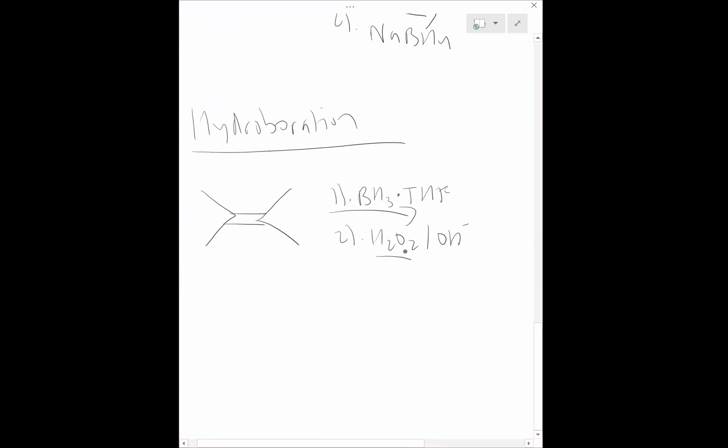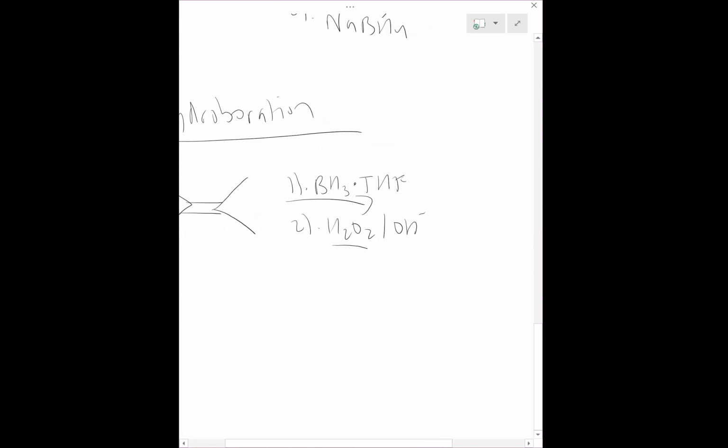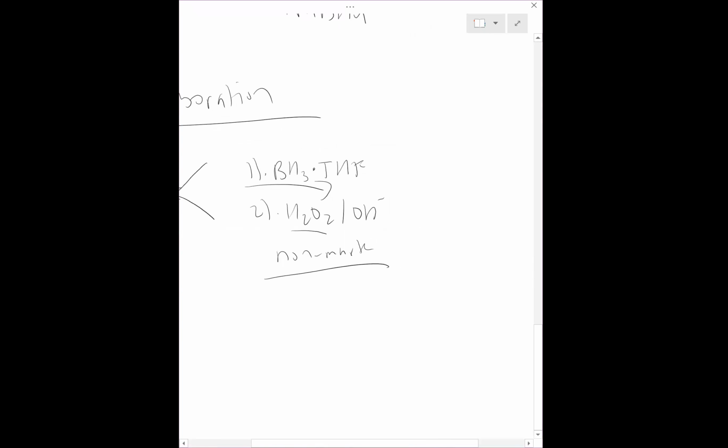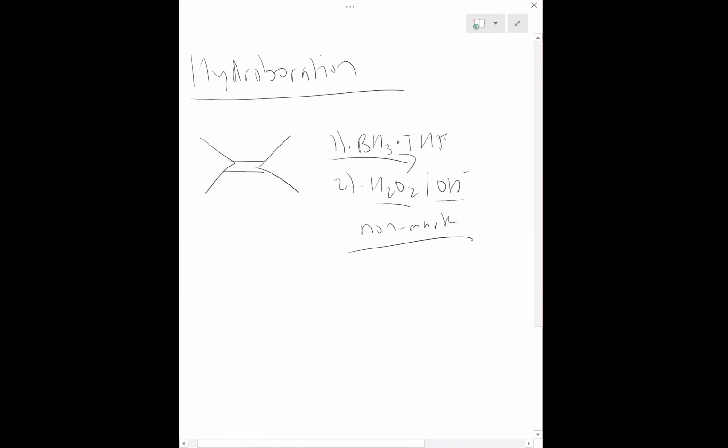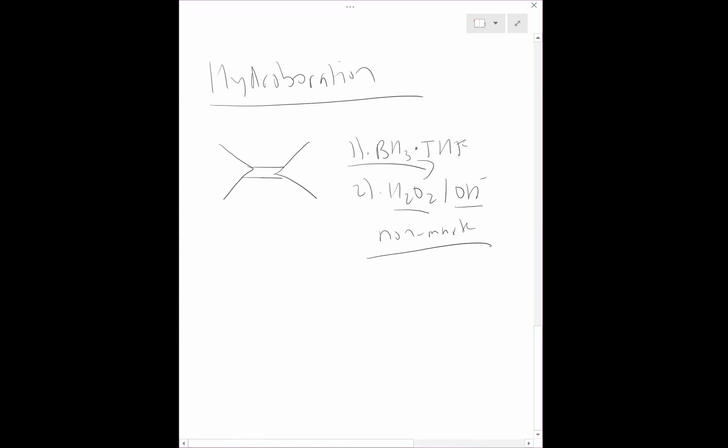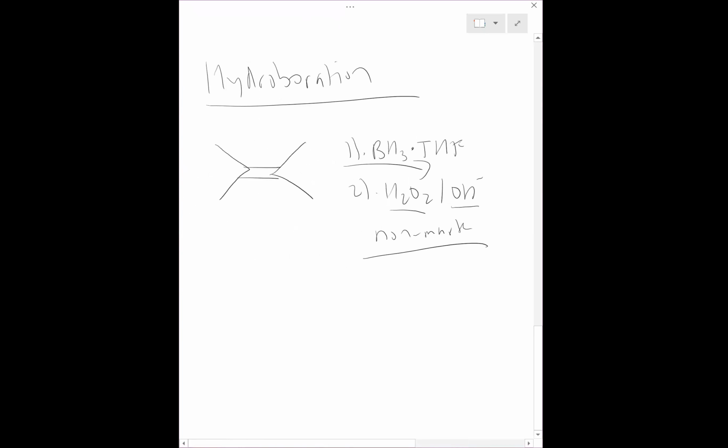H2O2 is hydrogen peroxide. Whether you see ROOR or H2O2, that should be a red flag alerting you that this is going to be non-Markovnikov. That peroxide, whether it be hydrogen peroxide or some sort of CH3OOCH3, for example, ROOR, that's a red flag that this is non-Markovnikov. So this OH minus tells you it's going to be non-Markovnikov with the addition of OH. Now here, it didn't matter because both these sides are equally substituted.